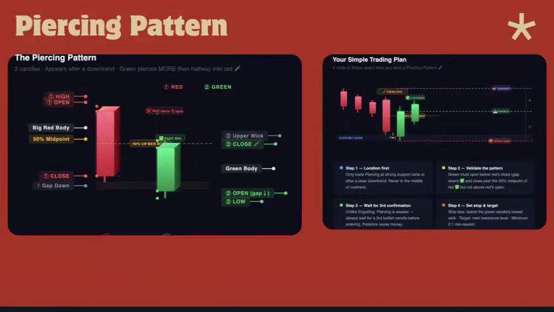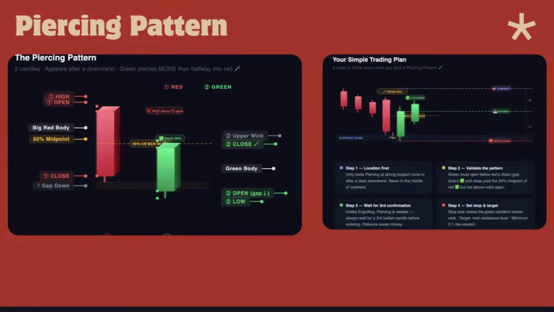Candle one, a big red candle, strong selling pressure, downtrend is still in full force. Candle two, a green candle that opens with a gap down, meaning it opens below the red candle close. Sellers are still trying to push lower. By the time that green candle closes, it has pushed back up and closed more than halfway into the body of the red candle.